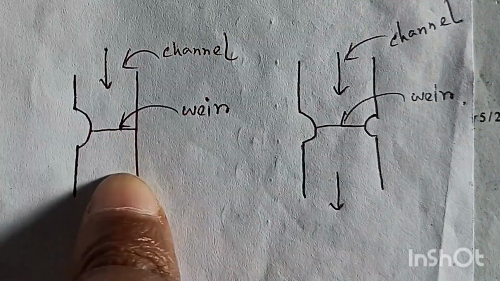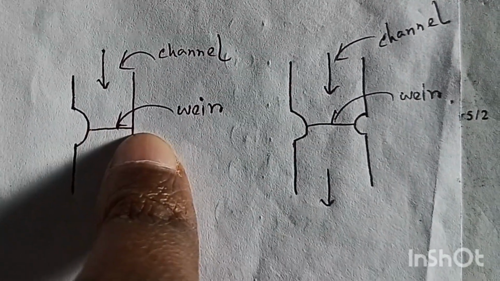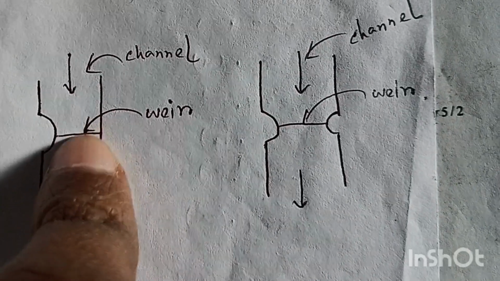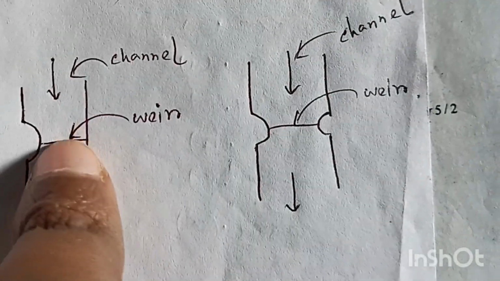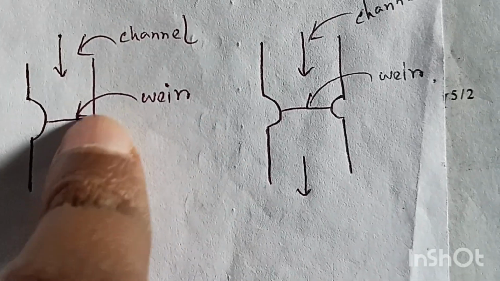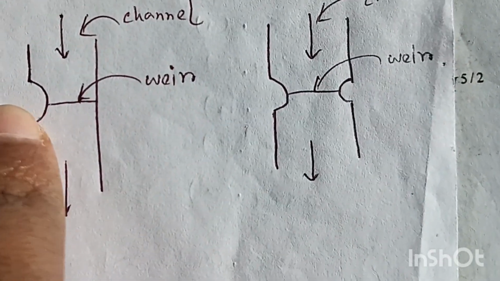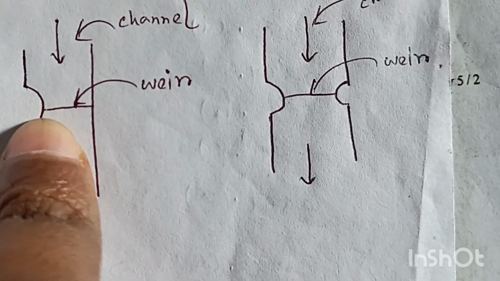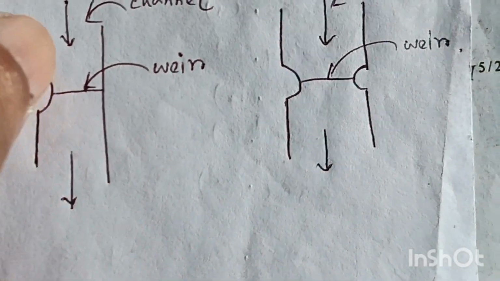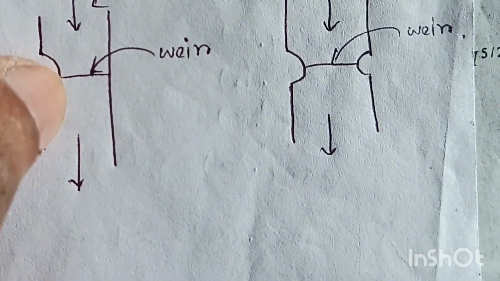Suppose this is a channel, okay, and here a weir is constructed. In this case, the weir length is less than the channel's width, so it will be called a weir with one end contraction. So the number of end contractions will be 1. Here the length is contracted.